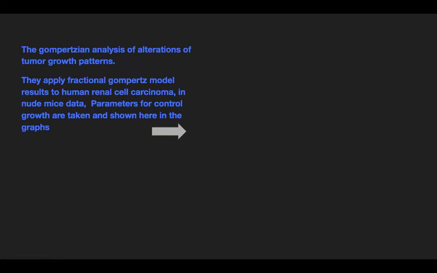So applying fractional Gompertz model results to human renal cell carcinoma, which is a malignant tumor of the cells that line the kidney, in nude mice. The nude mice have an inhibited immune system due to a greatly reduced number of T cells, and the parameters for growth control are taken and shown here in this table or graph.